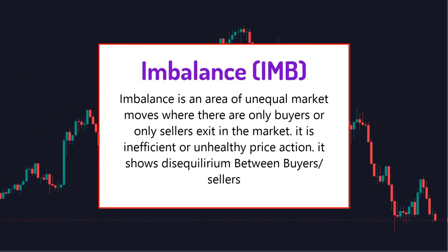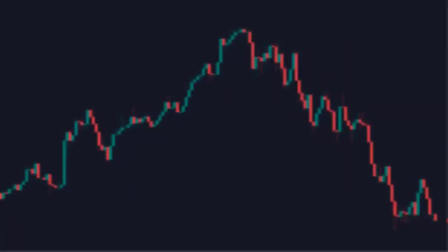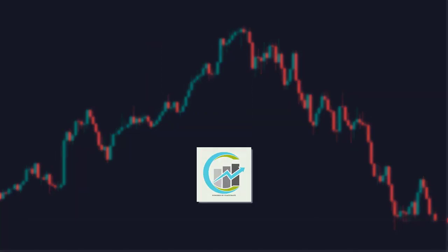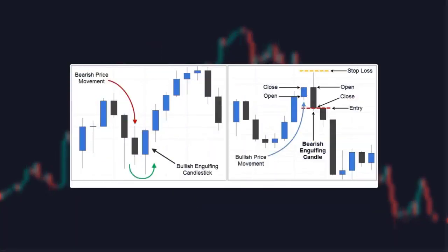The second principle of the smart money trading system is imbalance. Let us see its exact definition. Imbalance is an area of unequal market moves where only buyers or only sellers exist in the market. It is inefficient or unhealthy price action. It shows disequilibrium between buyers and sellers. An imbalance means unfair price action, which shows itself by drastic and strong bearish or bullish candles in the market.